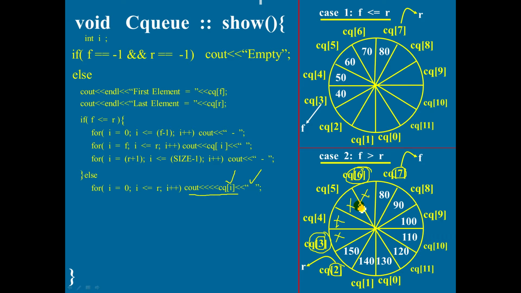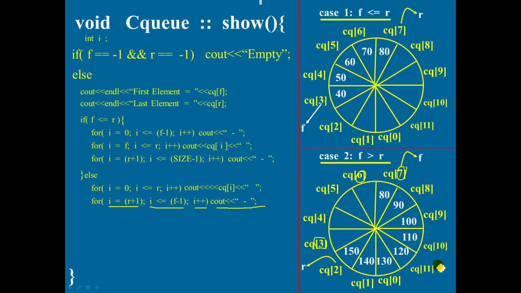How will you write the code for this one? You can write like this. For i = r + 1, meaning this index, i <= f - 1, meaning this index, i++, cout << "-", elements are not there. Again from index f to index upper bound size - 1, elements are there. So you can write like this.